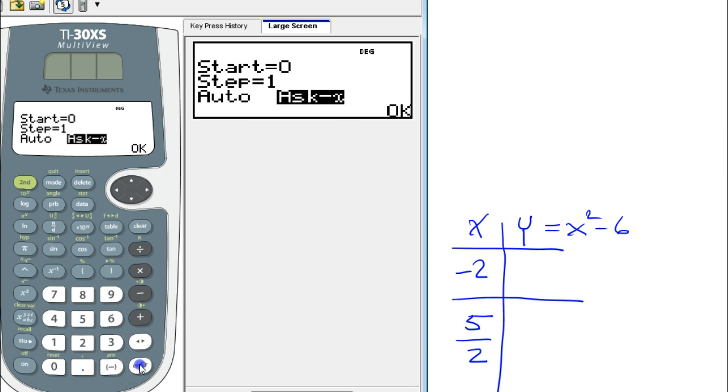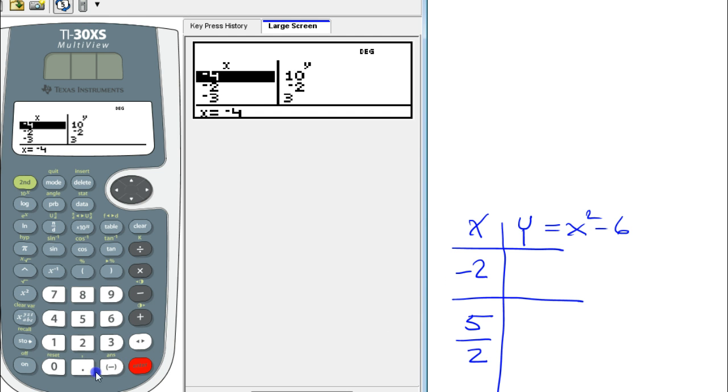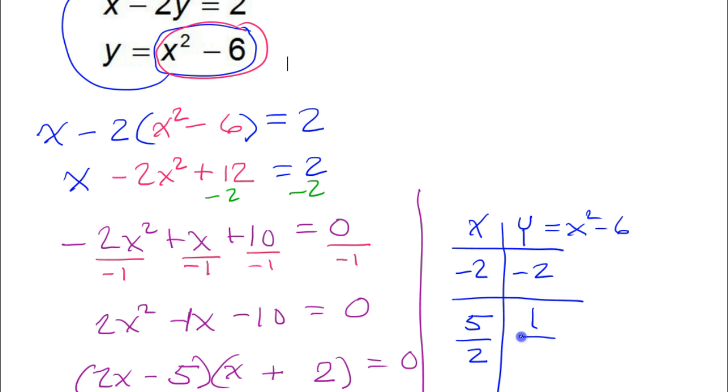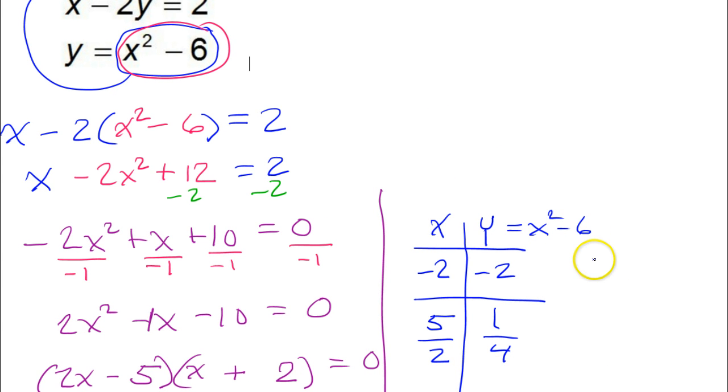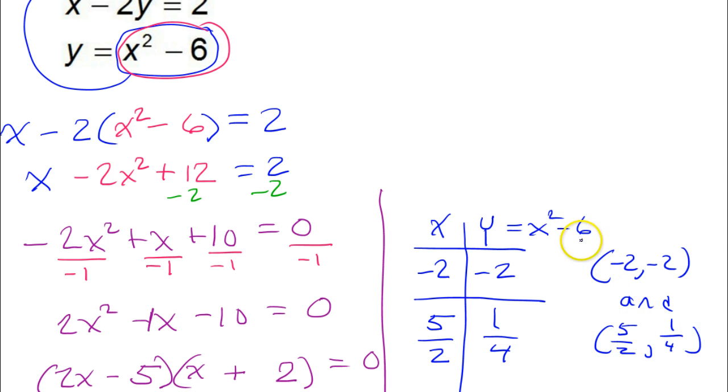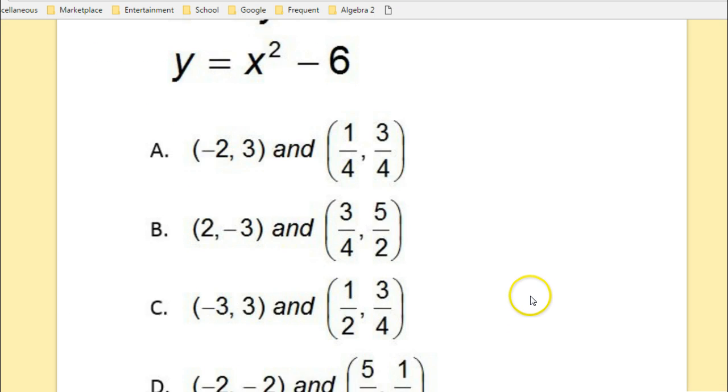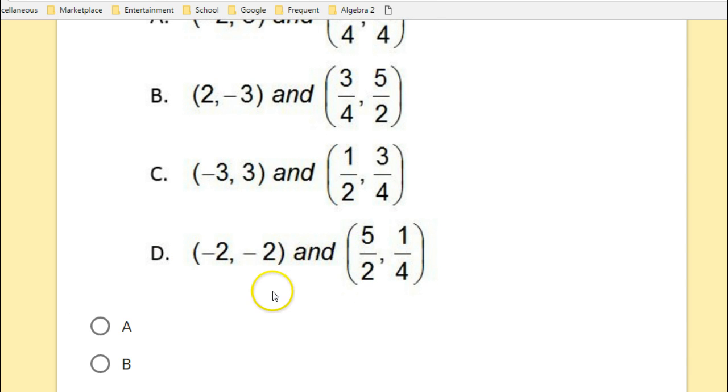Ask x. So I need to check out negative 2 and 5/2. So I got negative 2 and 1/4. Okay, so that means my two solutions are negative 2 comma negative 2 and 5/2 comma 1/4. All right, those are the answers. All right, so the answer would have been D in this case.